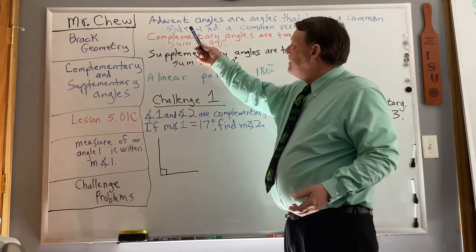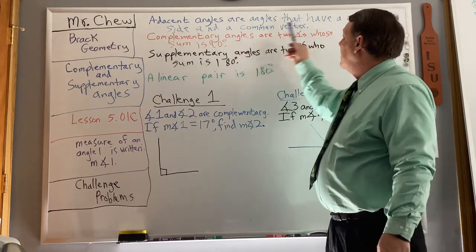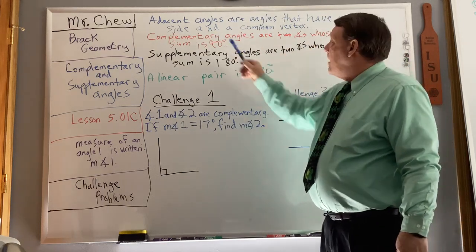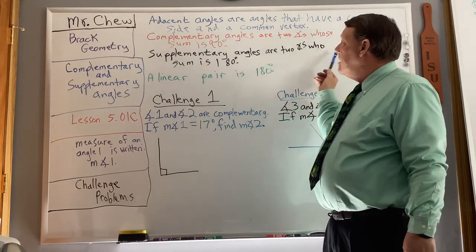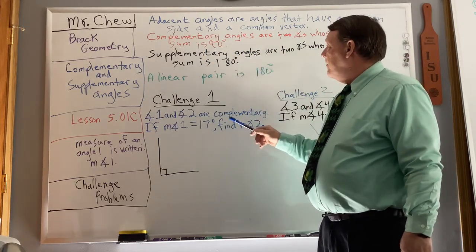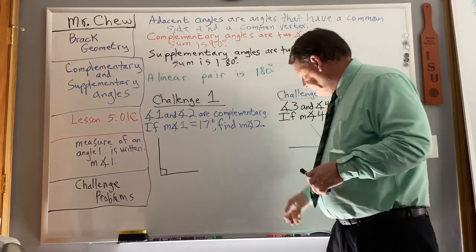So I talked about in the last video that adjacent angles are angles that have a common side and a common vertex. Complementary angles are two angles whose sum is 90 degrees. Supplementary, two angles whose sum is 180 degrees. And a linear pair will make up a straight line as 180 degrees.